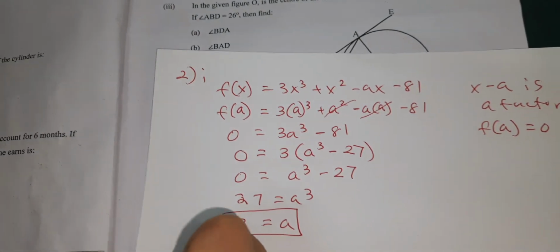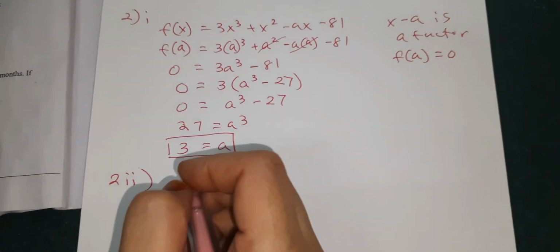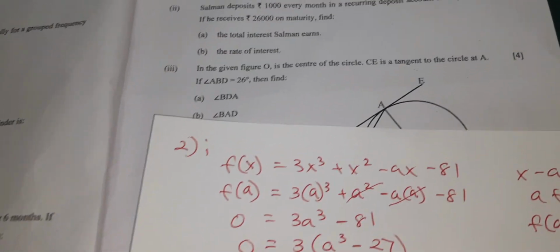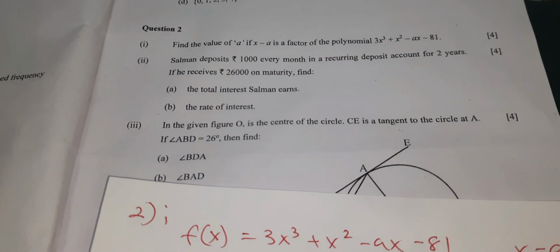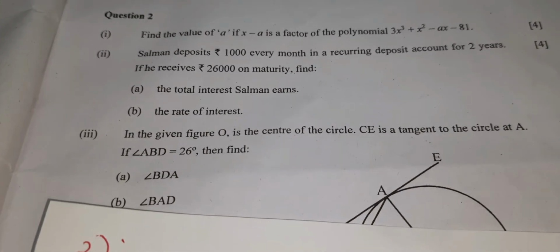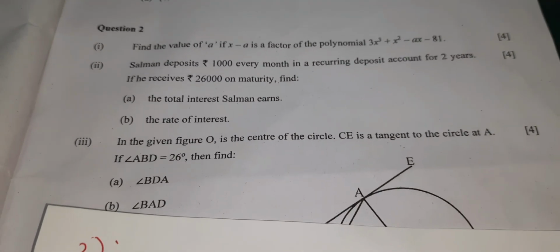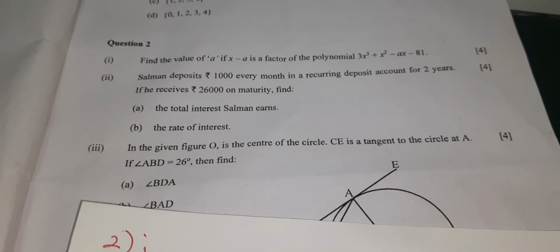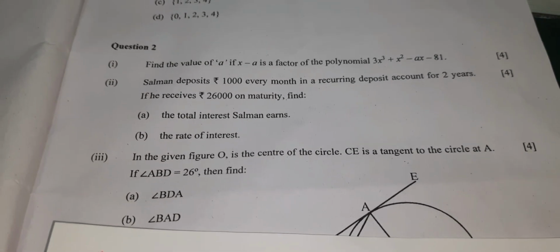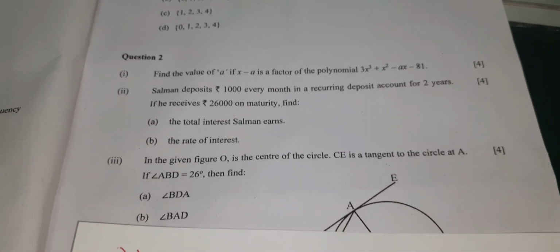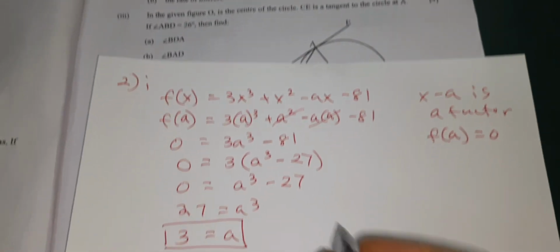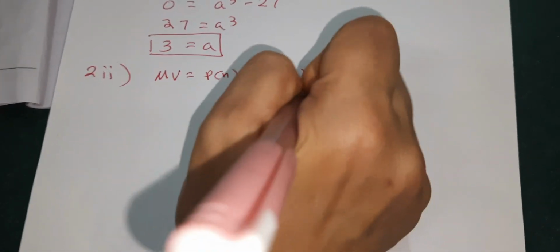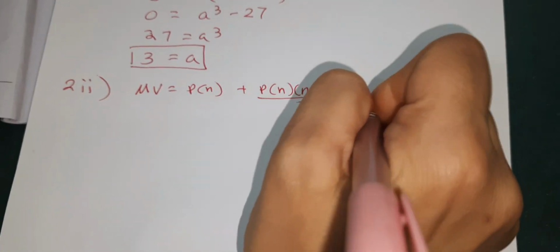Let's do question 2, the second one. Salman deposits 1,000 rupees every month in a recurring deposit account for 2 years. If he receives 26,000 on maturity, find the total interest and the rate of interest. So our formula again is maturity value is equal to p into n plus p into n plus 1 over 2 into r over 100 into 1 upon 12.